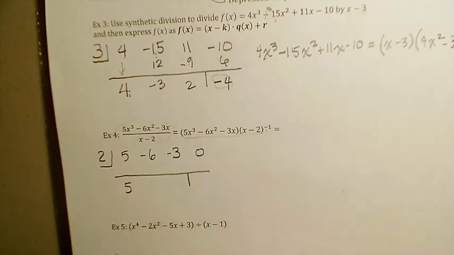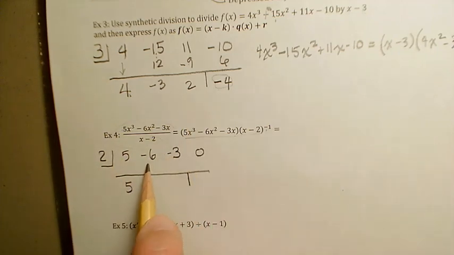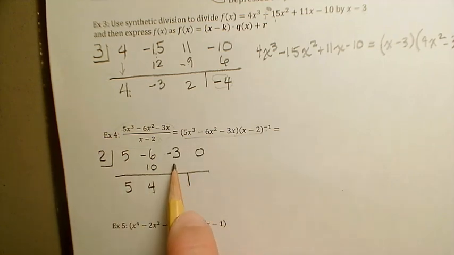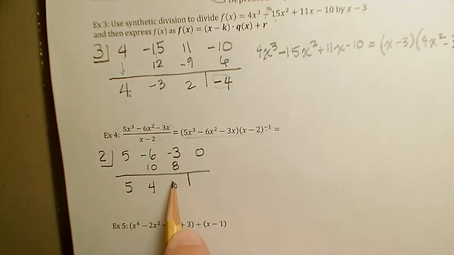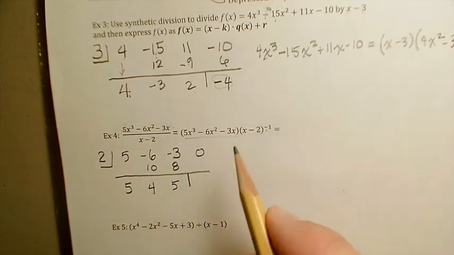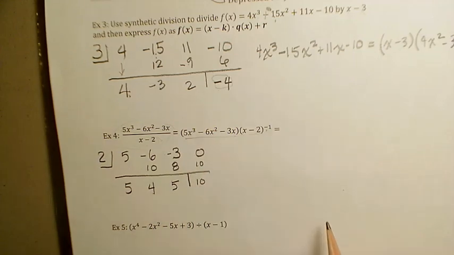Feel free to pause this video and try it on your own, and then unpause it to see if you did it correctly. I'm going to multiply. That gives me a 10. I'm going to add. That's a 4. Going to multiply. That gives me 8. I'm going to add. That gives me 5. I'm going to multiply. That gives me 10. And so my remainder is 10.